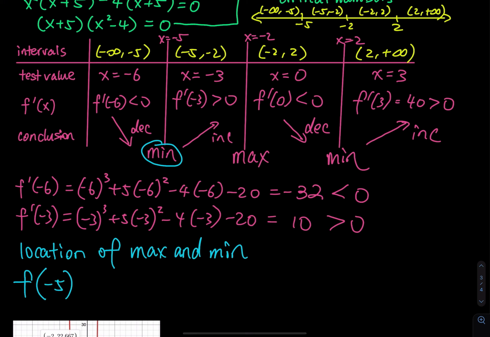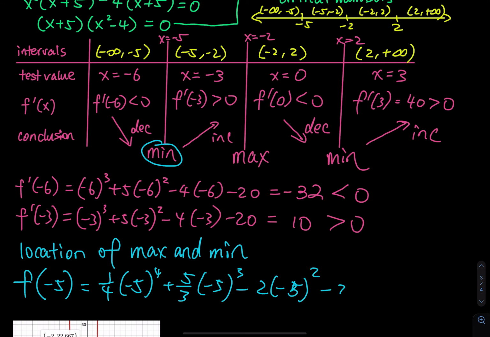So when x is equal to negative 5, you have 1 over 4 times negative 5 to the 4th, plus 5 over 3 times negative 5 to the 3rd, minus 2 times negative 5 squared, and then minus 20 times negative 5. Let me say this one more time. When you are analyzing slope, you plug numbers into f prime. When you are looking for a point on the curve, you plug it into f of x. f of x is the location of a point. f prime of x describes the slope of the given function.